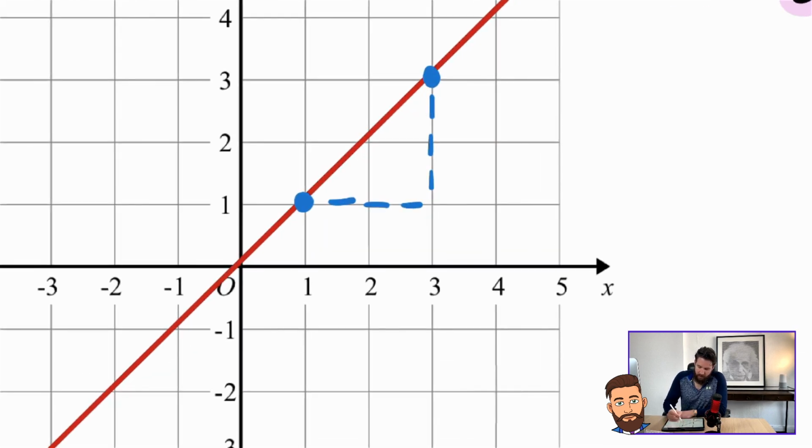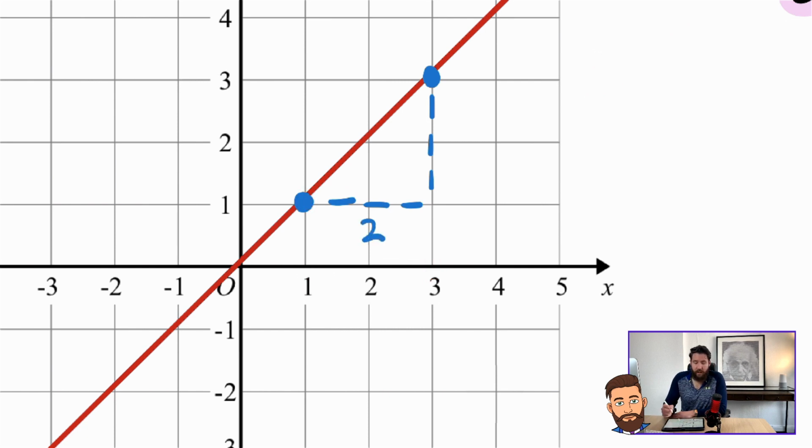So how far across is it? And this is crucial. You have to use your scale. Okay, we have to use our scale. So it is 1, 2. It's 2 squares across, but you have to check. Does 2 squares represent 2 units? Yes, it's going from 1 on the x to 3 on the x. So that is across 2.